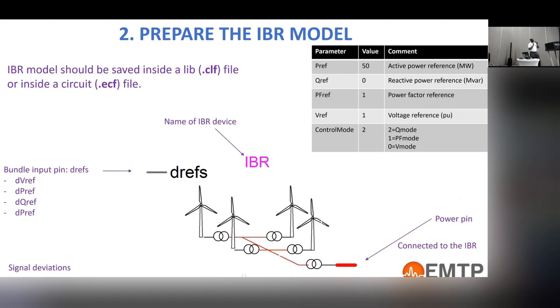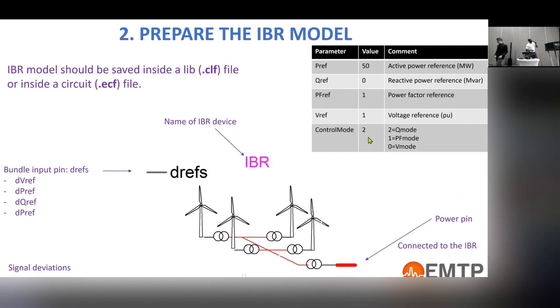So there are some requirements for the model to be tested. Actually, it should be a black box. The model should be developed in EMTP works, of course. It should be a black box with one input bus, as you see, TREF, the input bundle bus that contains these signals: the signal for the variation, for the deviation of active power, reactive power, power factor, voltage. Also, in the mask of the device, we should have some parameter to identify the reference for active power, reactive power, and so on.